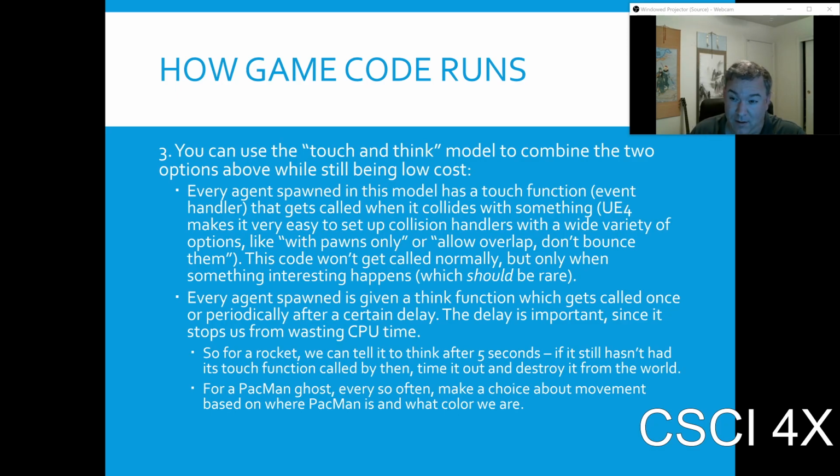Whereas it's really, really annoying and difficult to do it for arbitrary 3D shapes. There's various algorithms to do that, but they're just kind of irritating to write, stuff like that. They're slower too. Okay, so every object in the world has a touch function that gets called when it touches something in the world. And it's got a think function that will get called periodically in QuakeC if you want it to. It doesn't have to.